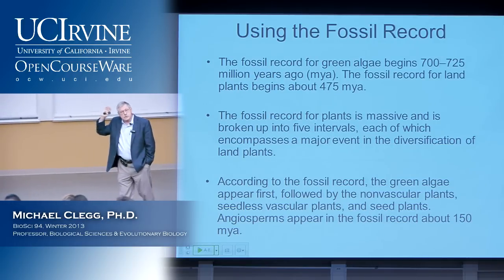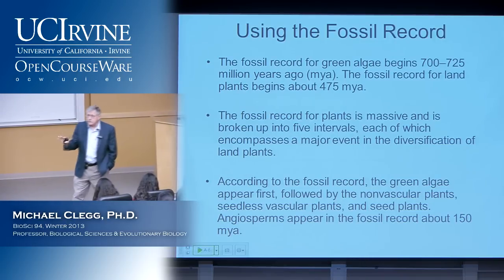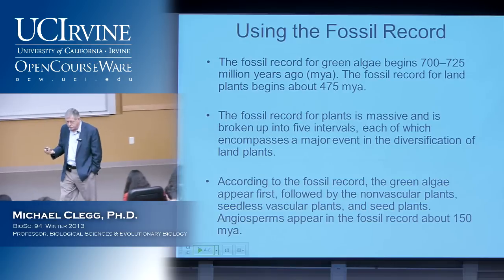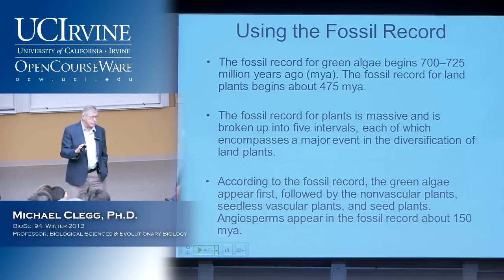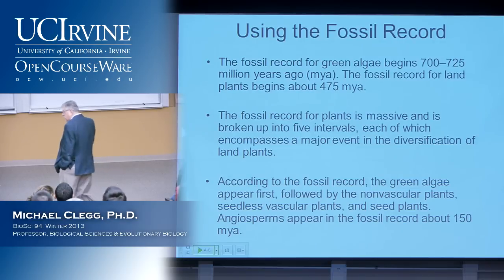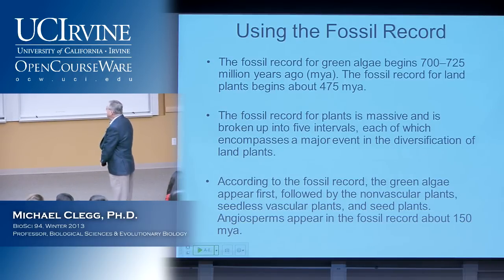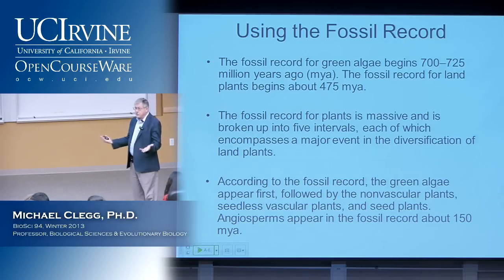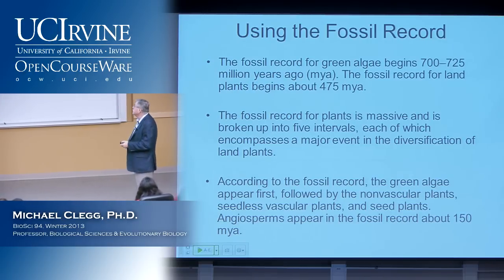The first thing to say is that the plant fossil record, so far as we know today, and it's very extensive, so this is probably not going to change much, goes back about 475 million years. Okay, so plants really began to occupy the land roughly 475 million years ago, give or take 25 million years or something. And the fossil record for plants is massive. It's really large, because woody structures can be preserved reasonably well.